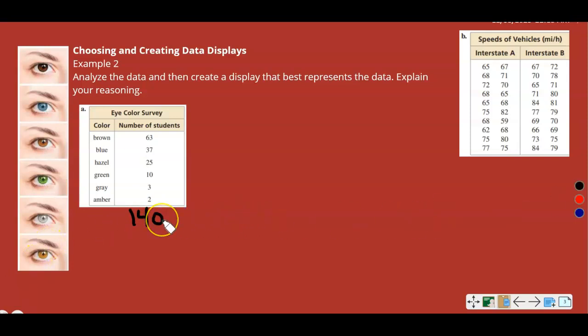All right, so now that we know that we have 140 students total that we surveyed to find out what their eye color is, now we have to decide how much of the entire circle each part should be shaded brown, blue, etc. So to find part of a whole, you simply have to take the part that we have. So we have 63 out of 140. Now, if we're going to make a circle graph, we need to multiply this by 360, because if you know anything about a circle, you know that an entire circle is 360 degrees.